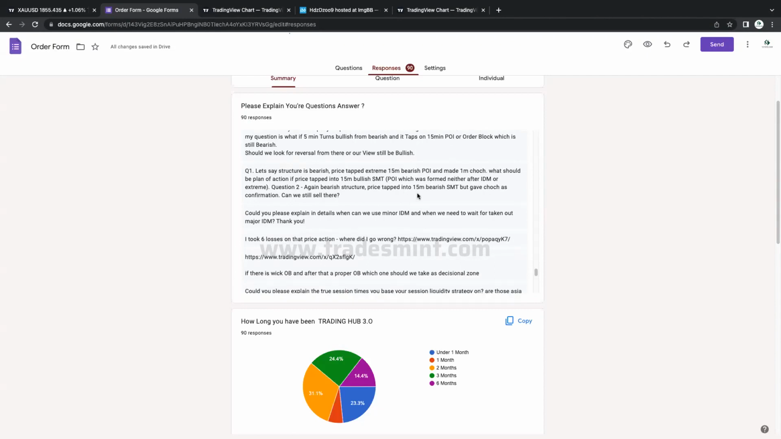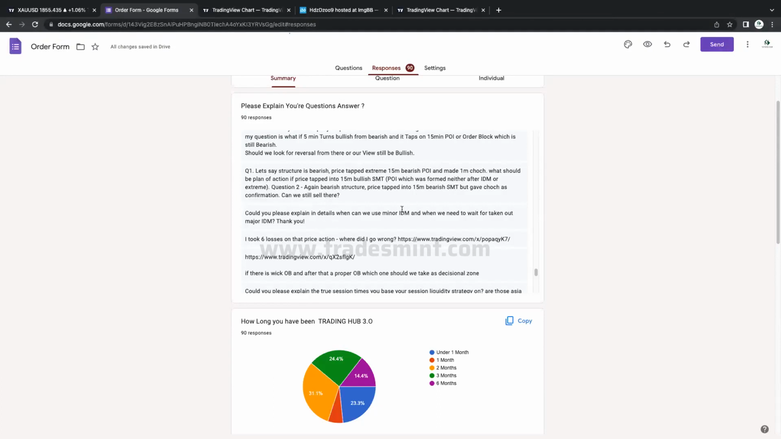The next question: let's say price taps an extreme 15 minute PD array, and on the 1 minute there is a CHoCH, and what should I do? Okay, taking out the inducement, exception again. Please share the structure. I'm not understanding, but if you share your chart with me, then I can understand. You can share your chart with me on Telegram.